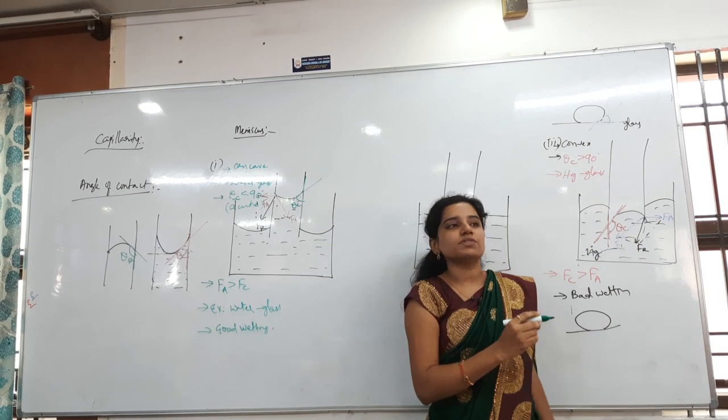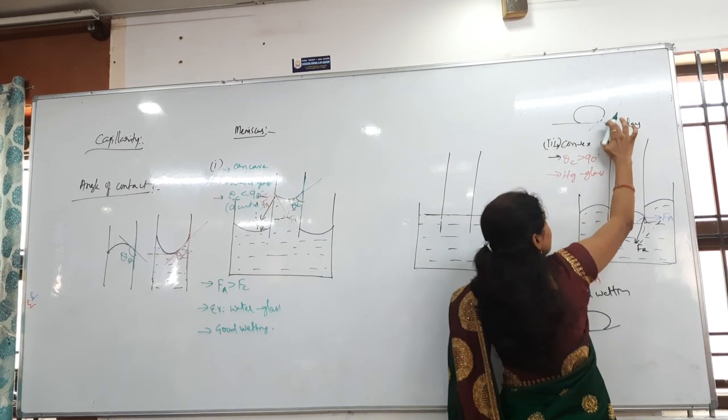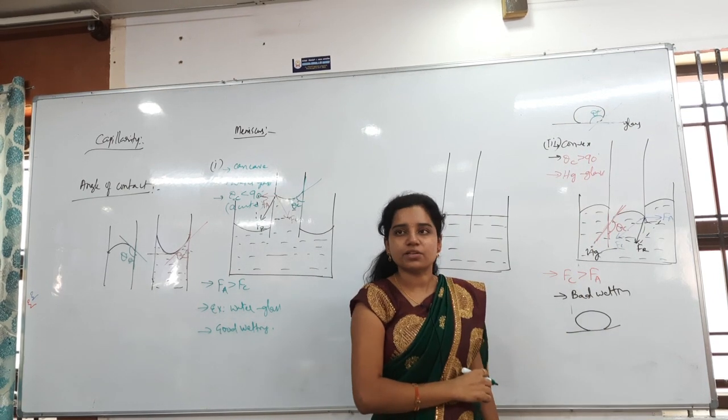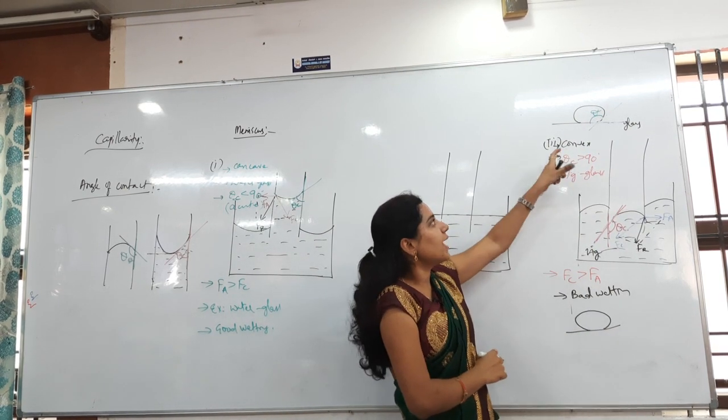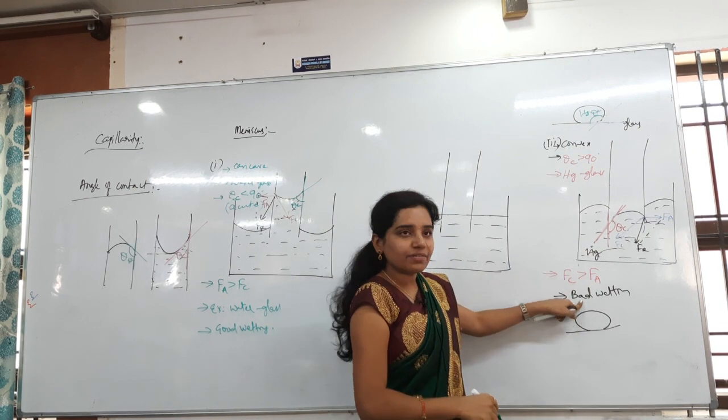In a convex meniscus, which angle will be there? Nothing but an obtuse angle will be there, so you have to take it inside only. This is the angle of contact here, theta c greater than 90, always inside only. That is how it is with glass and mercury. This is the mercury, so this is very bad wetting here.